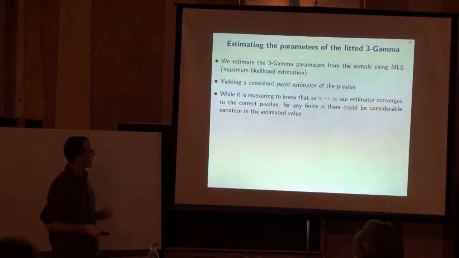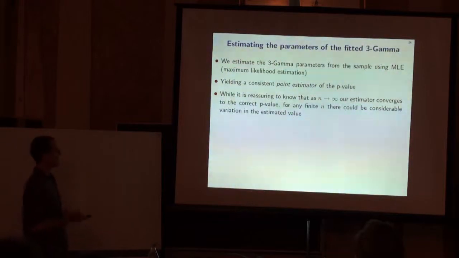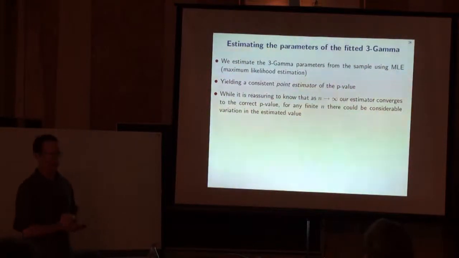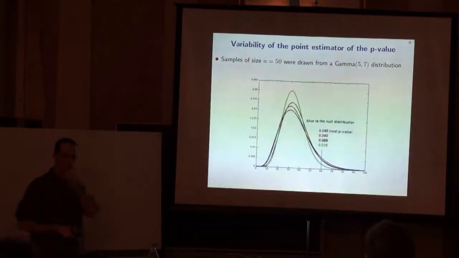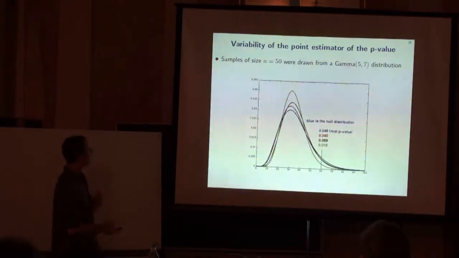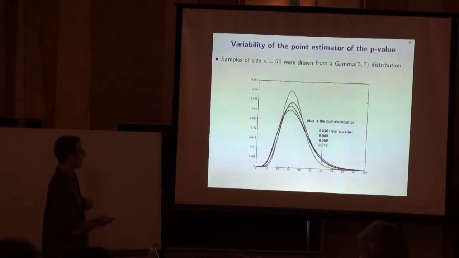And it's nice that it's a consistent estimator, which means that as the sample size grows, the estimator will converge to the correct p-value. But for any finite n, there could be considerable variation in the estimated value. And here's what it looks like. So in this particular case, I took a gamma distribution. And the correct gamma distribution, the real null gamma distribution, is the blue curve right here. And I'm trying to estimate the p-value of 60, and the real p-value is 0.046. That's the tail of the blue distribution.